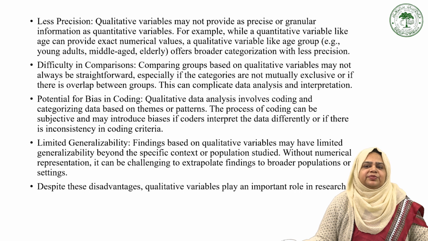Furthermore, qualitative variables may not provide as precise or detailed information as quantitative variables. For example, while a quantitative variable like age can give exact numerical values, a qualitative variable like age group, for example, young adults, middle aged, elderly, offers broader categorization with less precision. Comparing groups based on qualitative variables may not always be straightforward, especially if the categories overlap or are not mutually exclusive. This can make data analysis and interpretation more complicated.